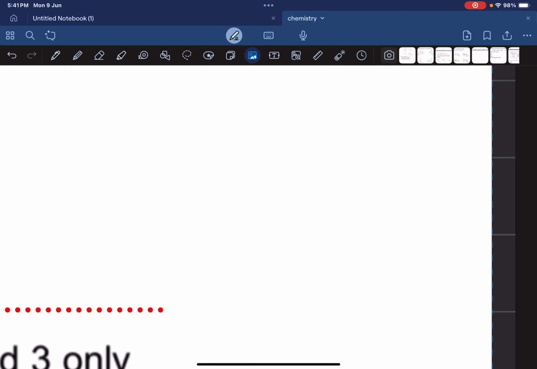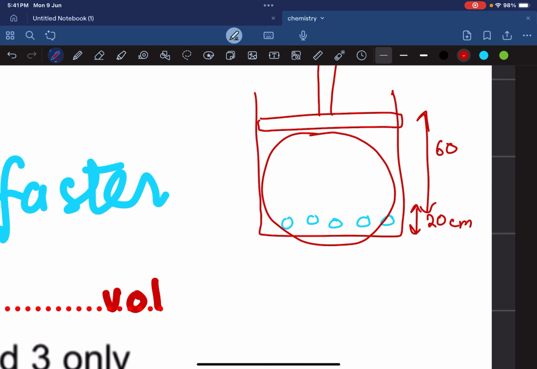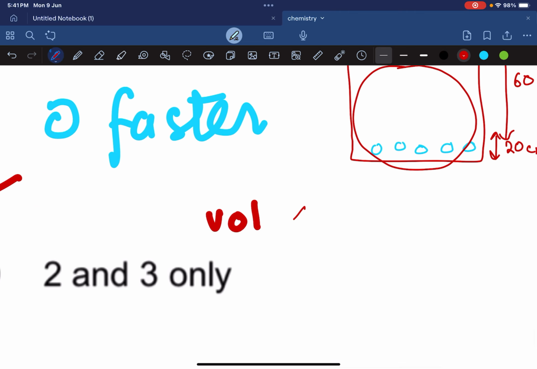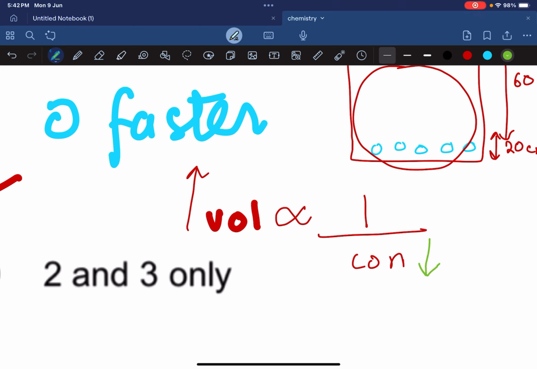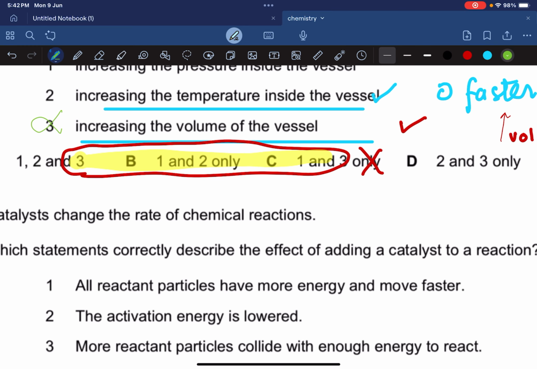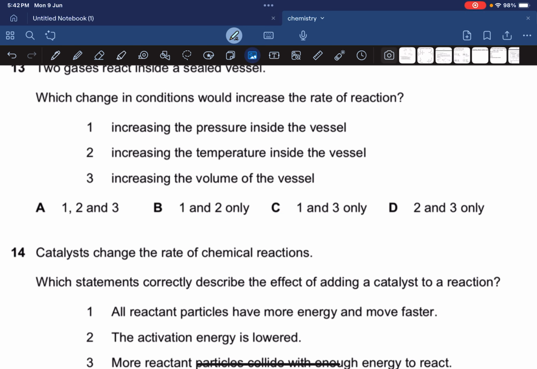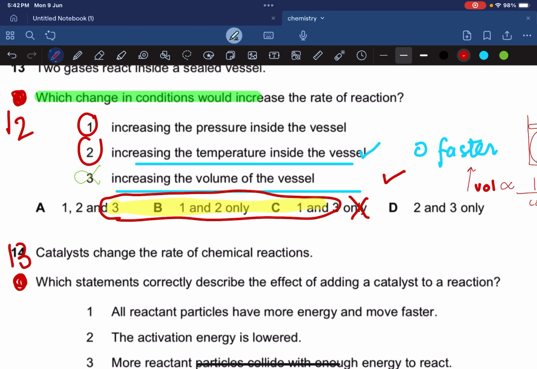That means there are going to be fewer collisions between the particles because you have more space. So what's going to happen? Particles are going to scatter out and collide less frequently. Okay? So your frequency of collisions is going to decrease. If you don't understand this concept, just remember volume is inversely proportional to concentration. Whenever you increase volume, you are decreasing the concentration, and when you decrease the concentration, you're decreasing the frequency of collision. So option 3 is going to be incorrect. What's the correct answer? It's option 1 and 2, so that's going to be option B.